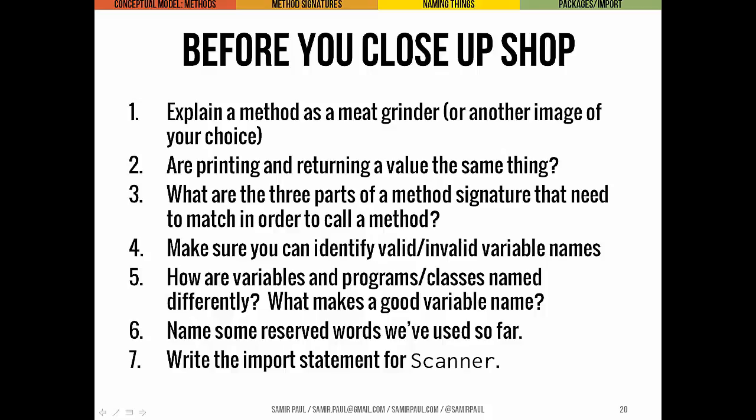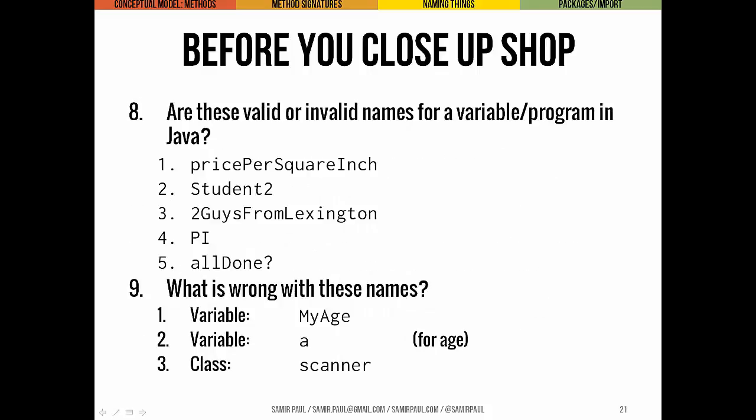You should be able to identify whether a variable name is valid or invalid, whether it has good style or bad style. You want to know how we differentiate between the names of programs, classes, and variables, and we want to know what makes a good variable name. Make sure you know what are some reserved words we've used so far. We want to know how we could actually write an import statement, particularly for the Scanner class. And finally, can you go through these examples and identify what are valid or invalid or good or bad style names for a variable or for a program, and what's wrong with these particular names as examples.